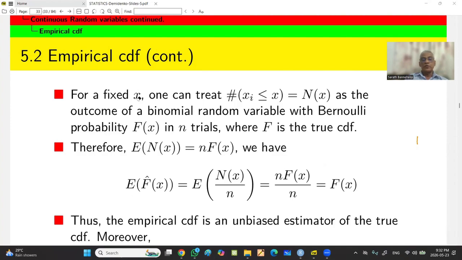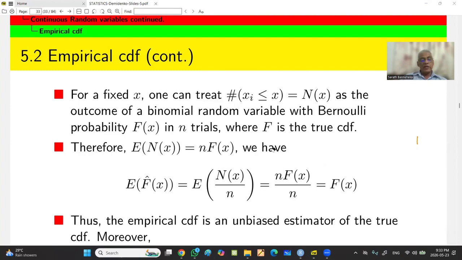Here we have proved that for a fixed x, the expected value of this quantity is equal to this quantity. But you can consider another fixed x. For that x also, this will be true. Another fixed x, for that x also, this is true. So in general, for any x, this is going to be true. Therefore, we can say that the empirical cumulative distribution function is an unbiased estimator of the theoretical CDF, cumulative distribution function. That is one important result.